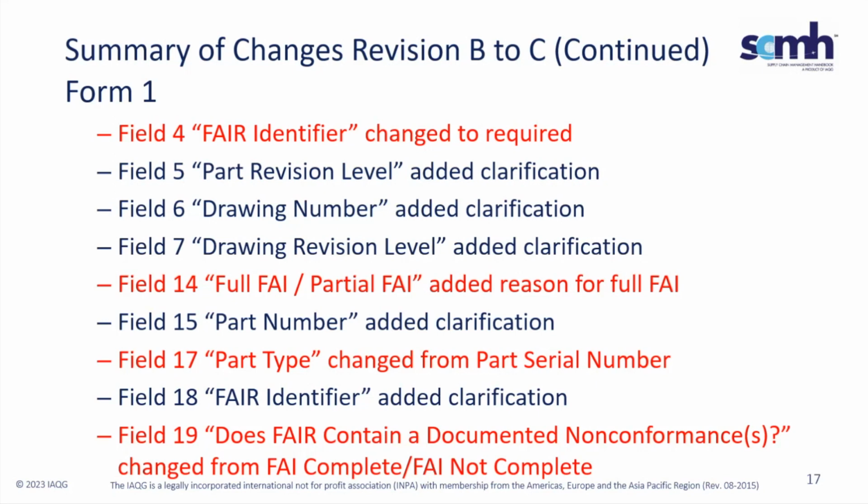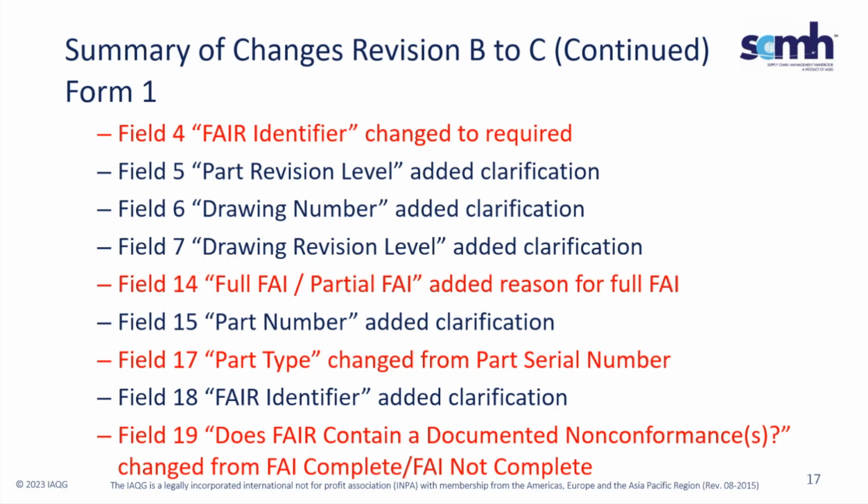Field 7, clarification was added for the revisions to show corresponding to the drawings listed in Field 6 specifically. Further definition and clarification was added for Field 14 for a full or partial. The reason for a full FAI is now required, which it previously was not required. Only a reason for partial was required. For Field 15, the part number, clarification was added to record embedded software.